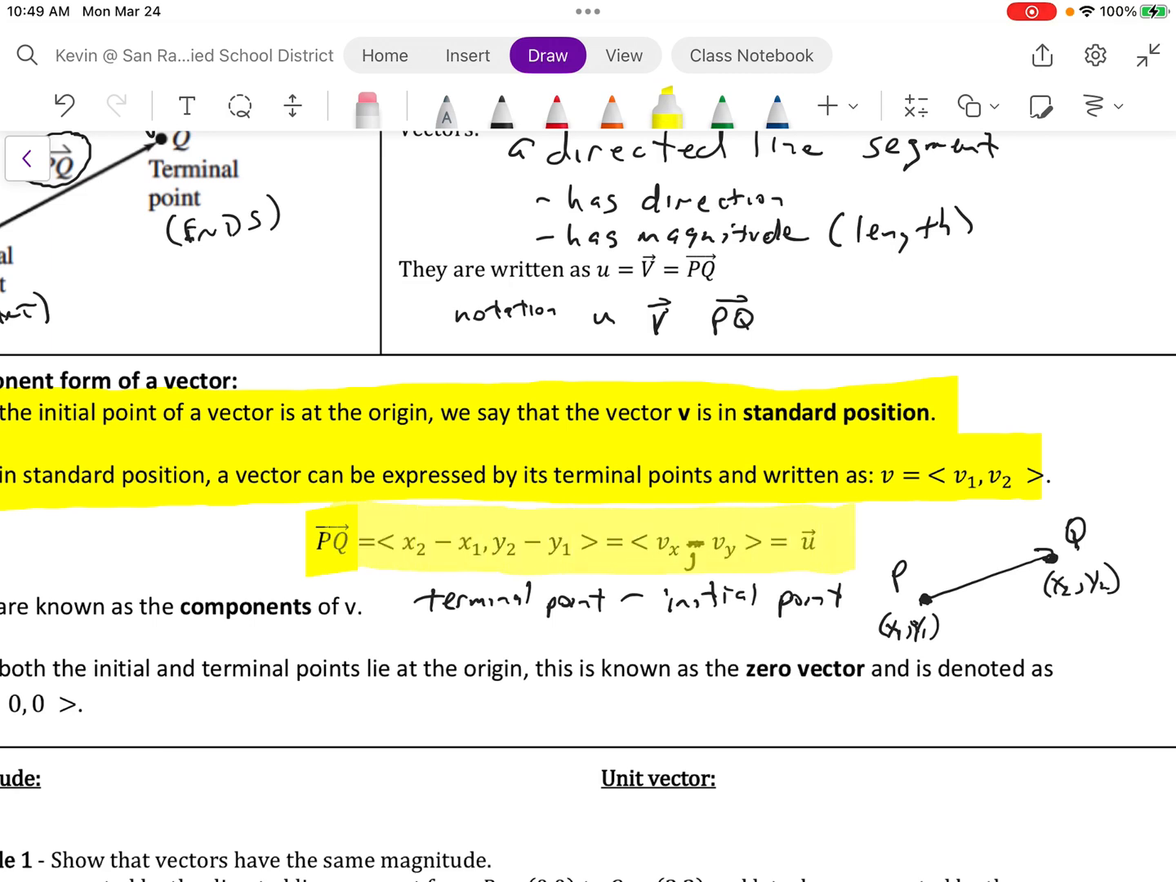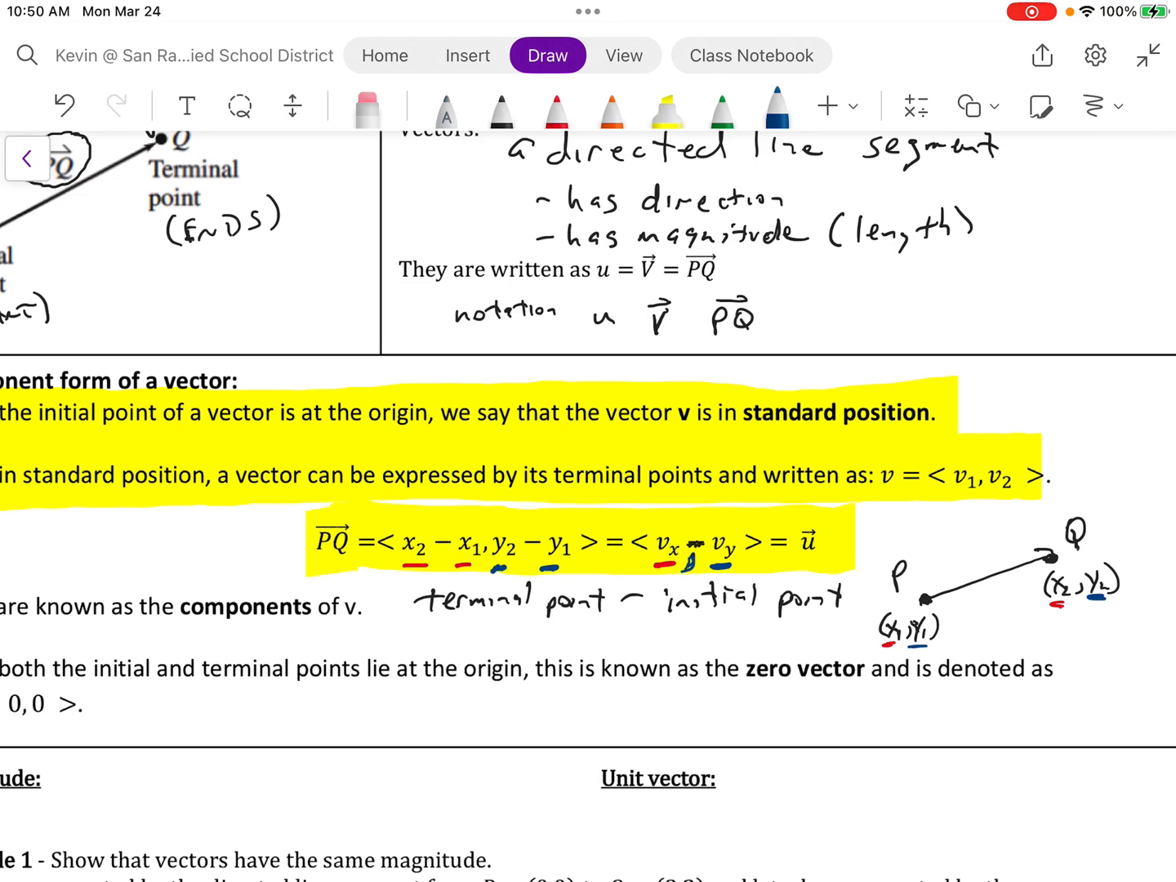On this equation here, there is a little bit of a mistake. It's x sub 2 minus x sub 1, and that gives you your first value, v sub 1. Then you take y sub 2 minus y sub 1, and that gives you this value here. Now there should not be a minus sign there. It should be a comma. So those are the components. That's the component form of our vector.